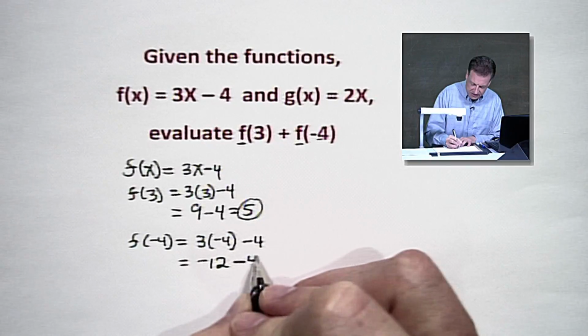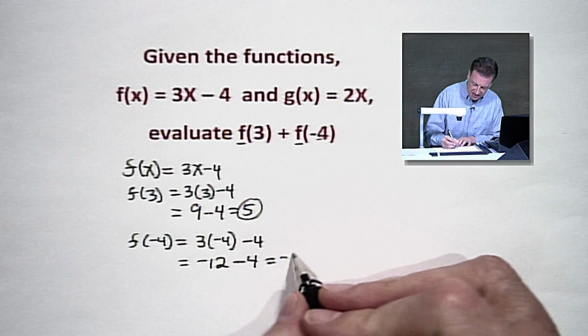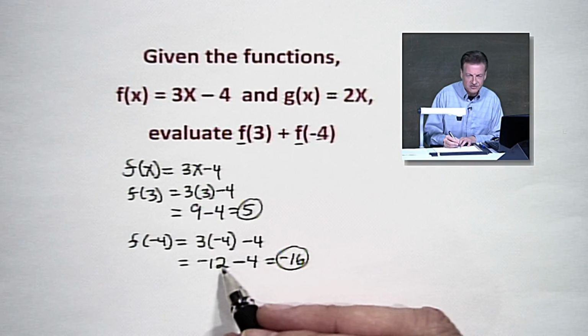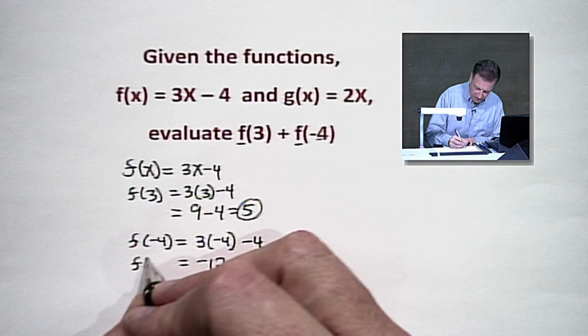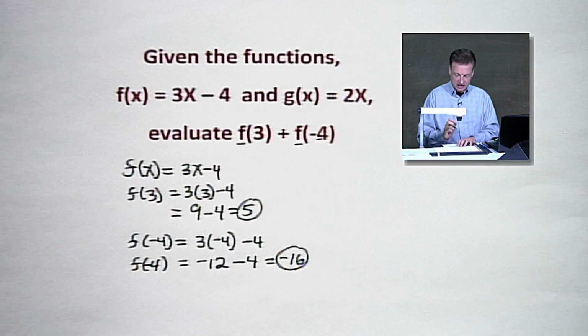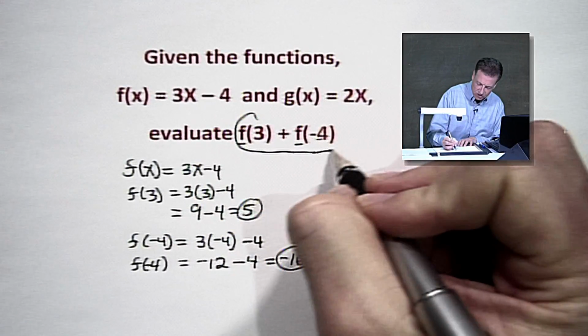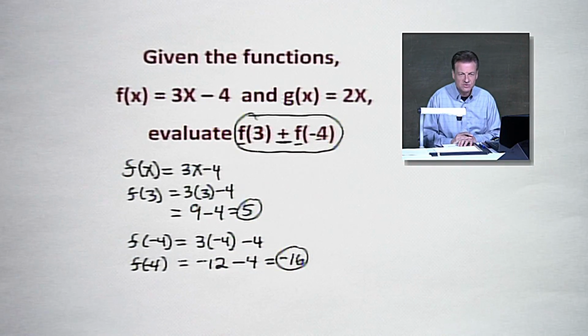Looks like it's going minus 4. That one's pretty straightforward. And my friends, that gives us negative 16. That's like saying negative 12 plus negative 4. So our value of f of negative 4 equals negative 16. You say, are we done? The problem says, let's evaluate the sum. That's where the plus is, right there. Got to have that plus we're going to work with.